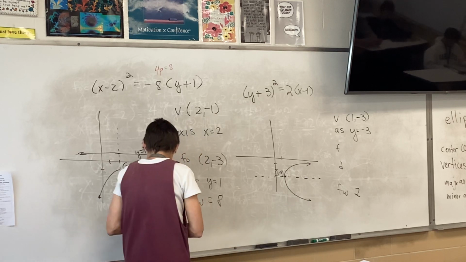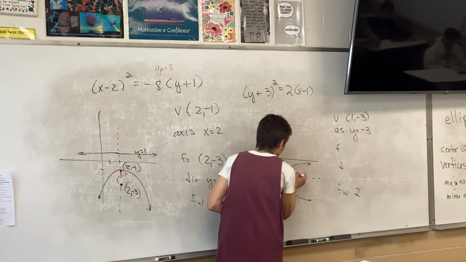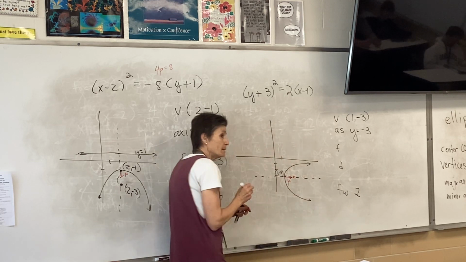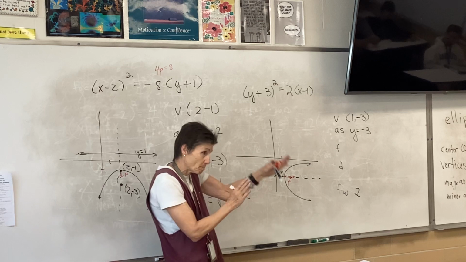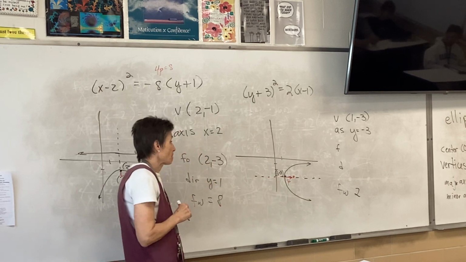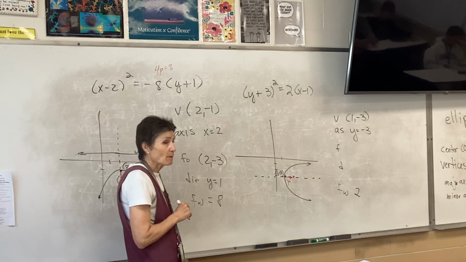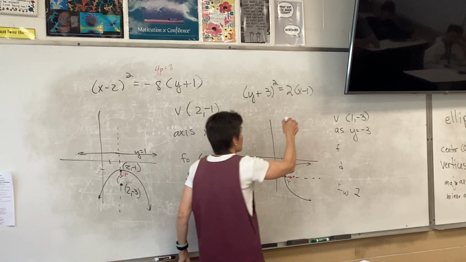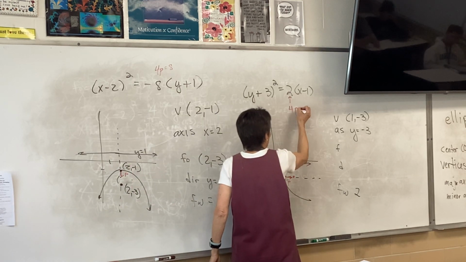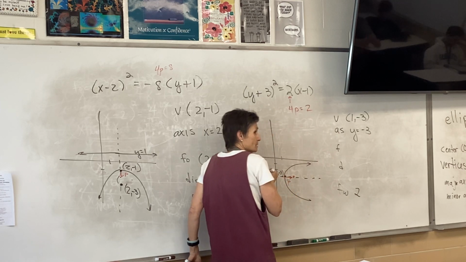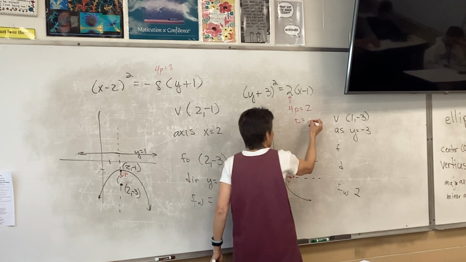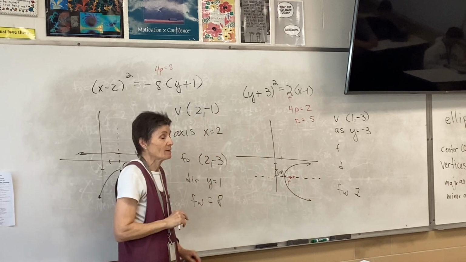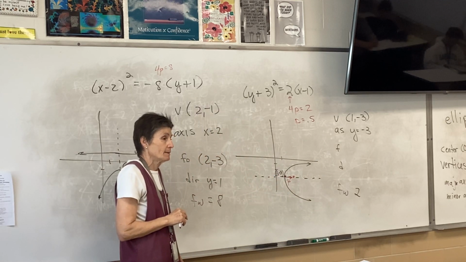Somewhere in here is my focus. I don't know where it is. I gotta figure out how far to go. And that distance is P. How do I figure out P? I go back to my equation, and this is always 4P. So P is gonna be a half or 0.5, whatever is easiest for you. It can be either one, a half or 0.5.